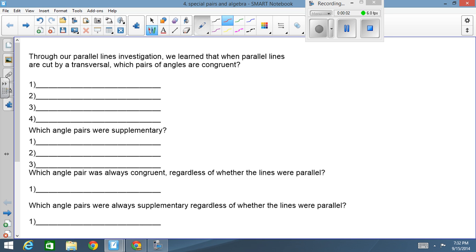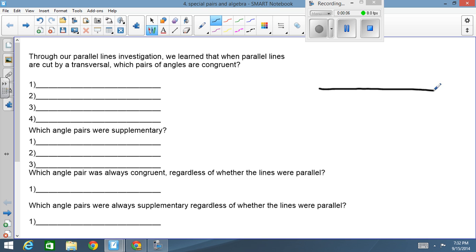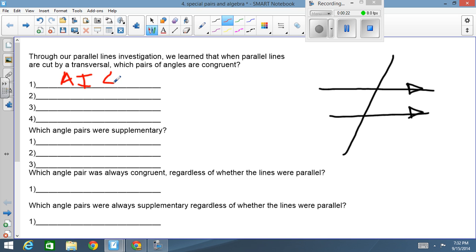Okay, so let's discuss where we are to this point. Well, to this point we've talked about the fact that whenever we have a pair of parallel lines that are cut by a transversal, there's a bunch of special angle pairs that are created. Which ones are congruent? Well, we talked about the fact that alternate interior angles are congruent. We talked about alternate exterior angles being congruent.